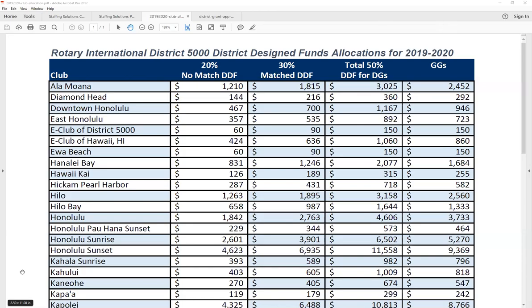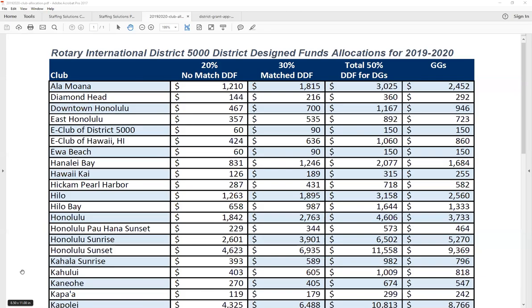20% of that 50% is no match. That's $1,210. If Alamoana didn't have any club funds to spend and didn't want to go out and raise any club funds, they could just fill out that application form with no match DDF of $1,210, do a project for that dollar amount, and make that kind of an impact in the community. We kept that amount because we wanted clubs who sometimes get a little cash strapped to be able to participate in the process. So that took the place of the district simplified grant that we used to have that was 20%. But now in addition to that, you get the additional 30%, which has to be matched by club funds.